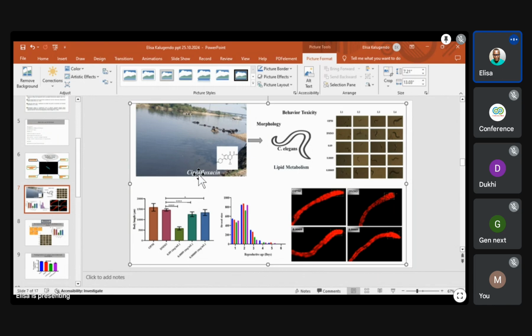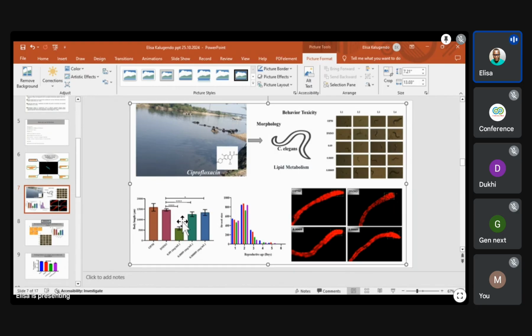So we subjected the C. elegans to this particular concentration of ciprofloxacin detected from the environment, specifically the water matrix, and then we observed different parameters, but the major ones here are behavior toxicity, body morphology, and lipid metabolism. We tried to monitor the progress of this animal from its early stages. From L1 stage, we observed L2, L3, up to L4 stage before going into adult. So we observed the progress in growth when it came to body morphology.